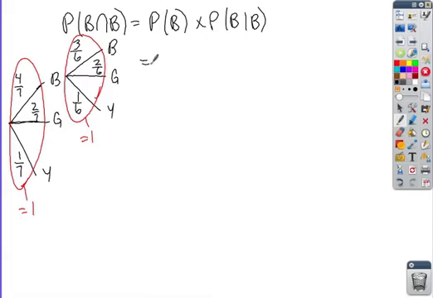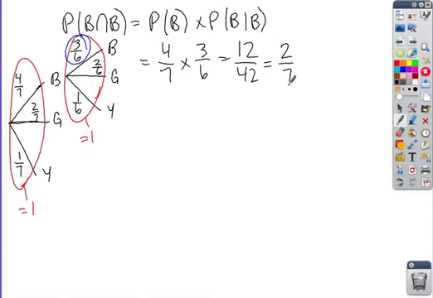We'll start with the probability of blue, which was the 4/7. And the probability of blue, given that blue happened, is the second blue probability, which is the 3/6. So we multiply by 3/6. Doing the multiplication, we get 12 over 42, which can be reduced to 2/7.